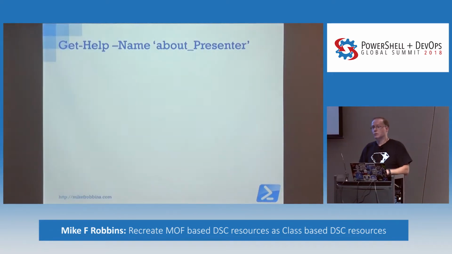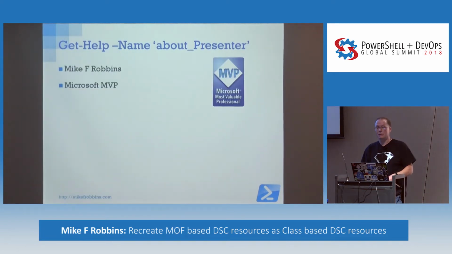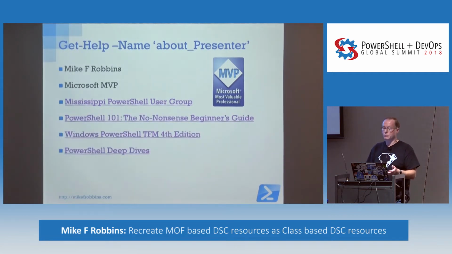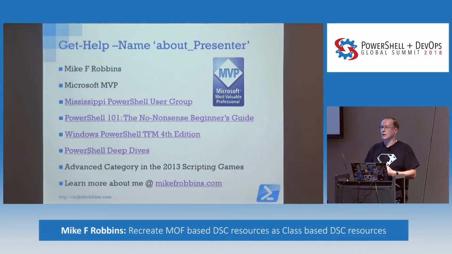So I'll go through this really quick. Most of you know who I am, Mike F Robbins. I'm a Microsoft MVP on PowerShell, and actually now I'm a Cloud and Data Center MVP because we got rolled up into that group, but I also run the Mississippi PowerShell user group. I've co-authored or authored a number of PowerShell books. I was the winner of the advanced category in the 2013 Scripting Games. You can learn more about me at mikefrobbins.com.